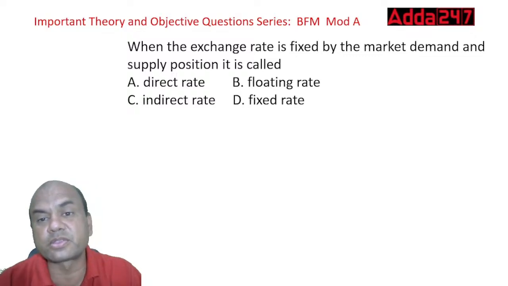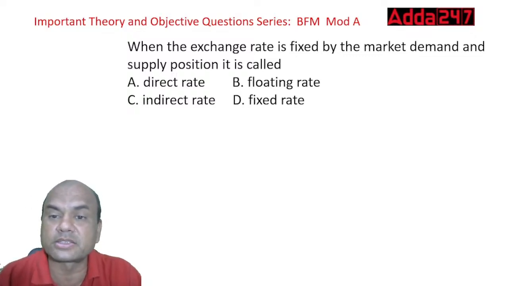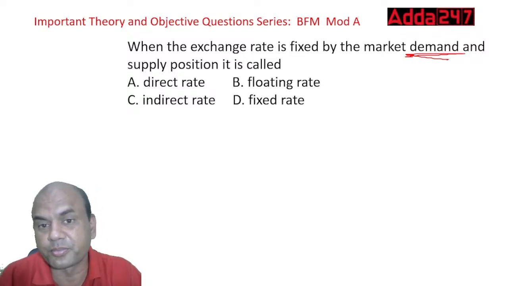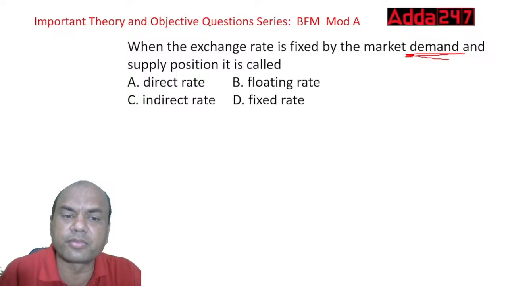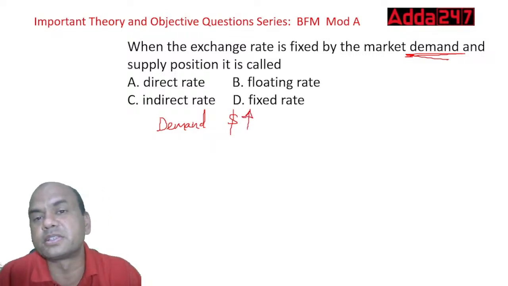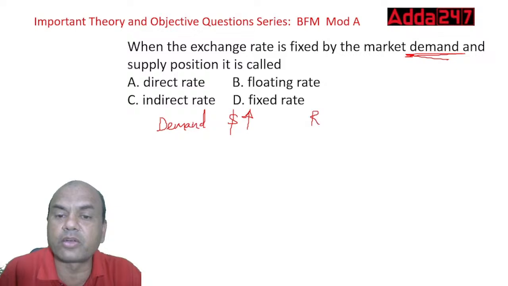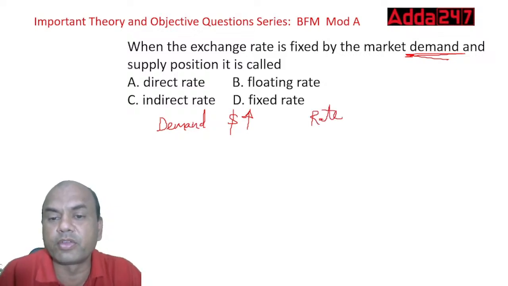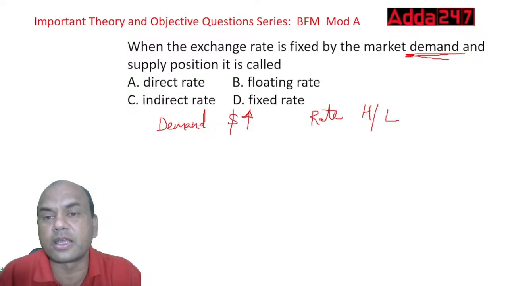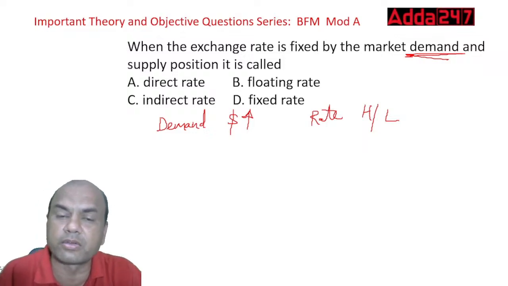When the exchange rate is fixed by market demand and supply position, it is called the market demand and supply position. Means if your demand is high, your rate goes high. If your supply is high, your rate goes low. Do you know this concept? Suppose the demand for dollar goes up. If it goes up, then what happens? The rate for dollar will be high or low? Just type H or L. If the demand for dollar is high, will the rate for dollar be high or low?